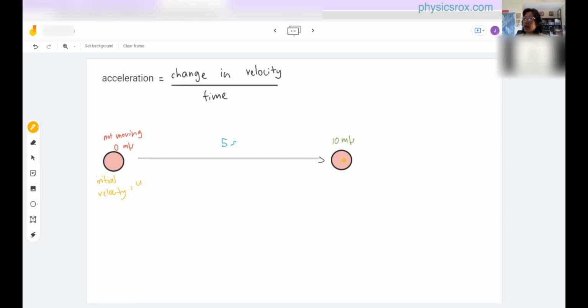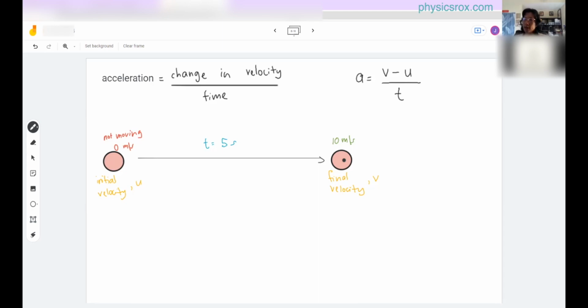Whereas this is the last velocity, that's why we call it the final velocity. Usually we use the symbol V. Then time is, of course, T. So another way to write the formula, we write like that. A is acceleration. Change in velocity is how much the velocity changes. It's the final velocity minus the initial velocity divided by the time.